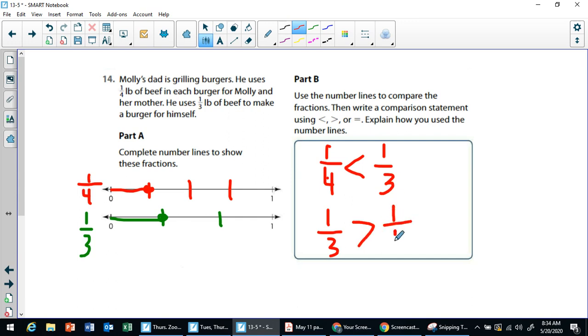And then it wants you to explain how you use the number lines. And so that is where over in this space here, I'm going to draw a line to separate it. You could have written something down, such as I looked at the number lines and noticed 1/3 was a longer distance from 0 to 1/3 than it was from 0 to 1/4. As long as you're using the number line to reference your answer, then you should be good for that one.